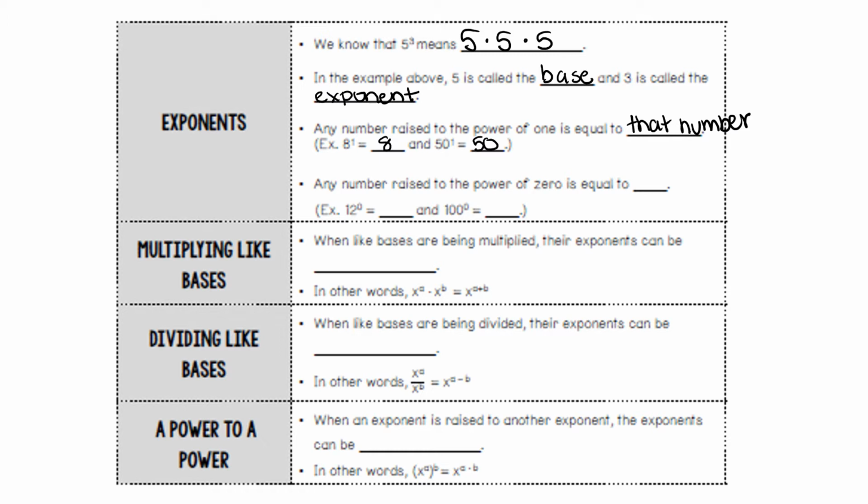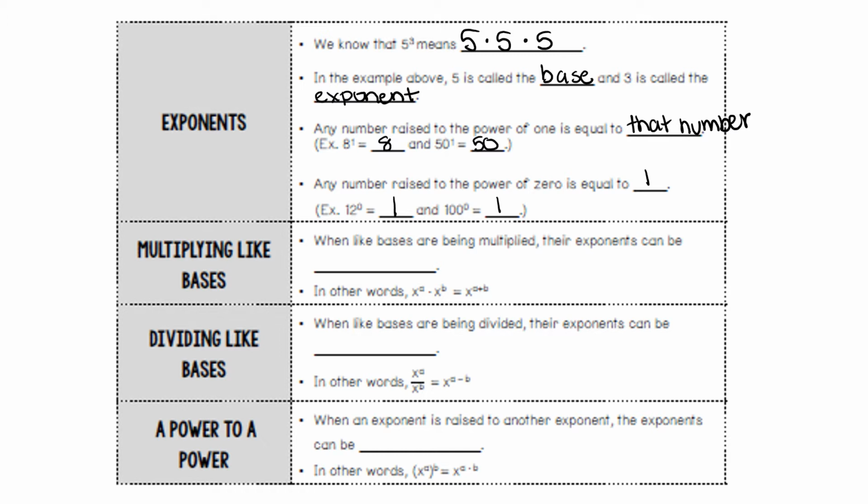Any number raised to the power of 0 is going to be equal to 1, and it's always going to be a positive 1. So for example, 12 to the 0 power is 1, and 100 to the 0 power is 1.